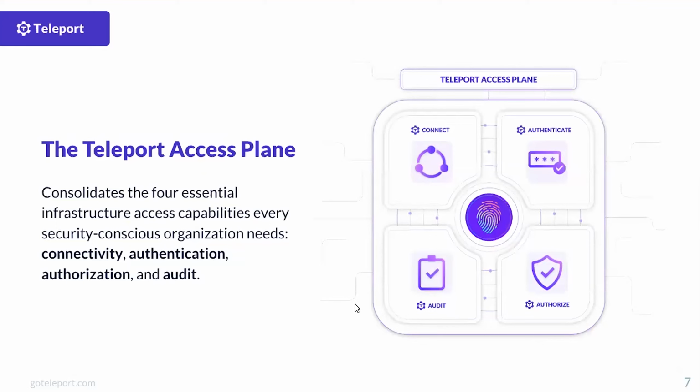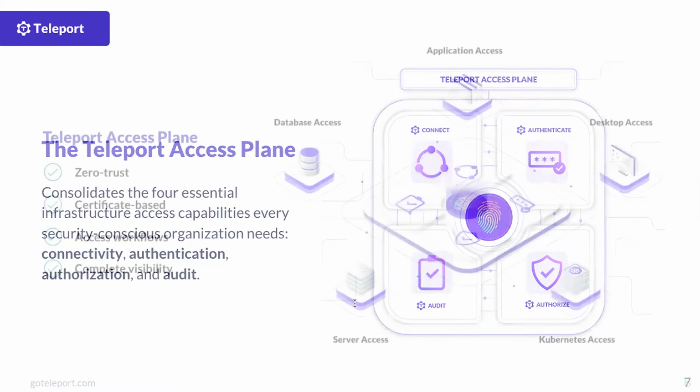That is why Teleport is different. Our Teleport access plane consolidates the 4 essential infrastructure access capabilities that every security-conscious organization needs: connectivity, authentication, authorization, and audit. Teleport unifies access policies for engineers and machines using the same certificate-based approach. And it's not only more secure, it improves engineering and developer productivity.